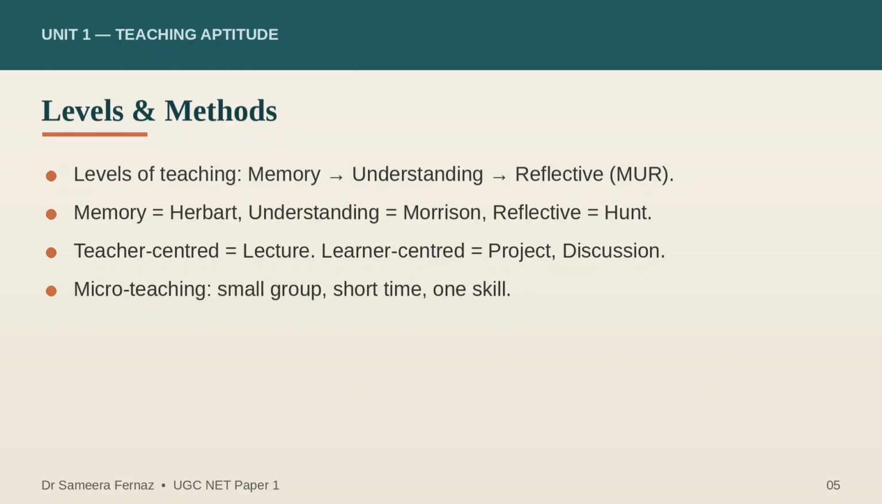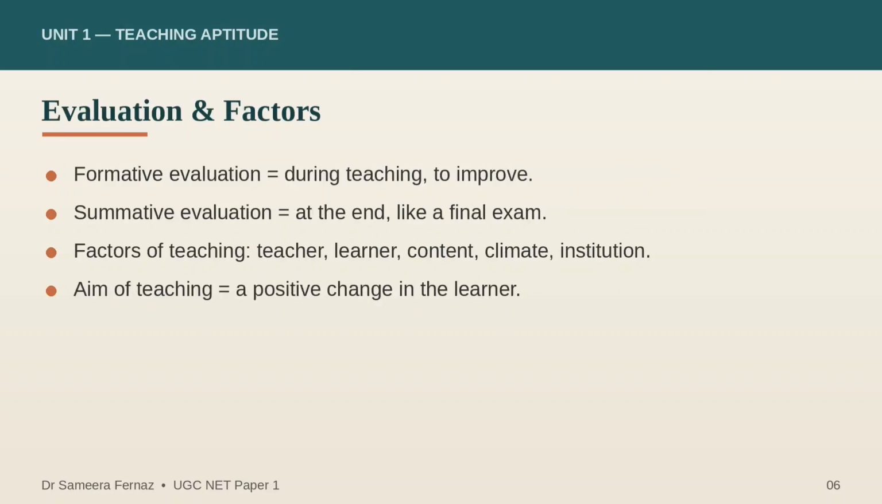Now remember the types of evaluation. Formative evaluation happens during the teaching. It is done again and again to improve learning. Summative evaluation happens at the end, like a final exam. A common question asks the difference between these two. So keep this clear in your mind.